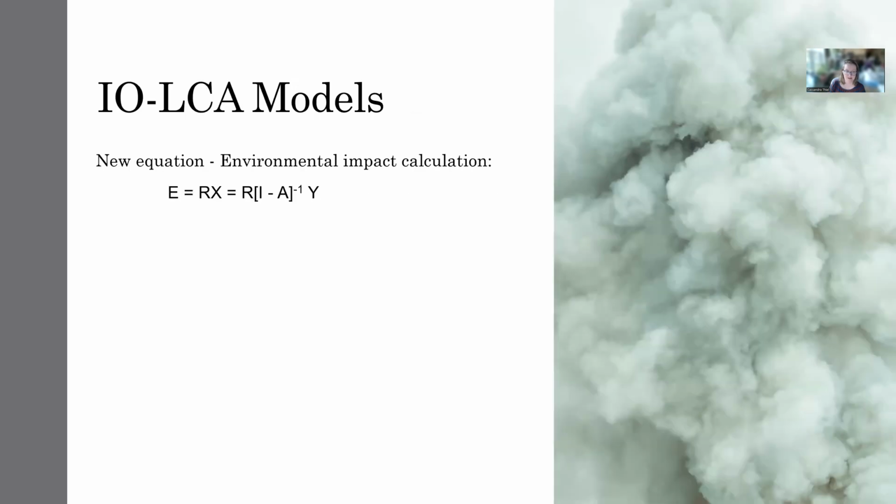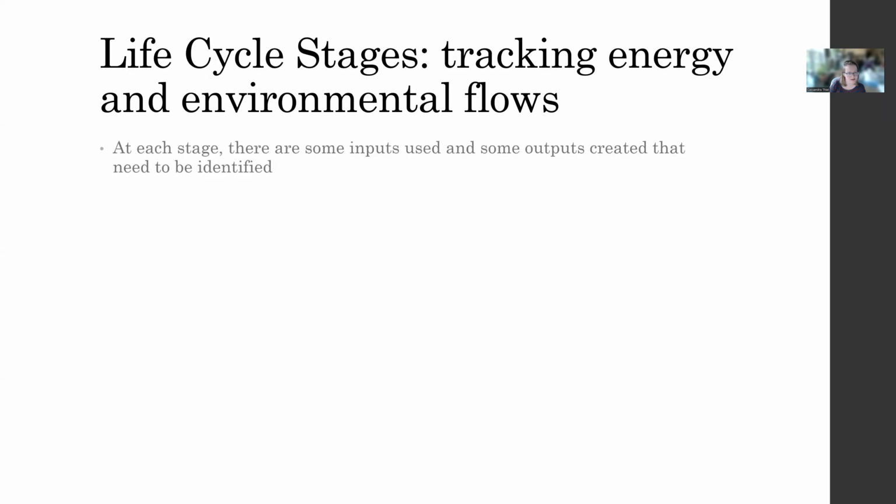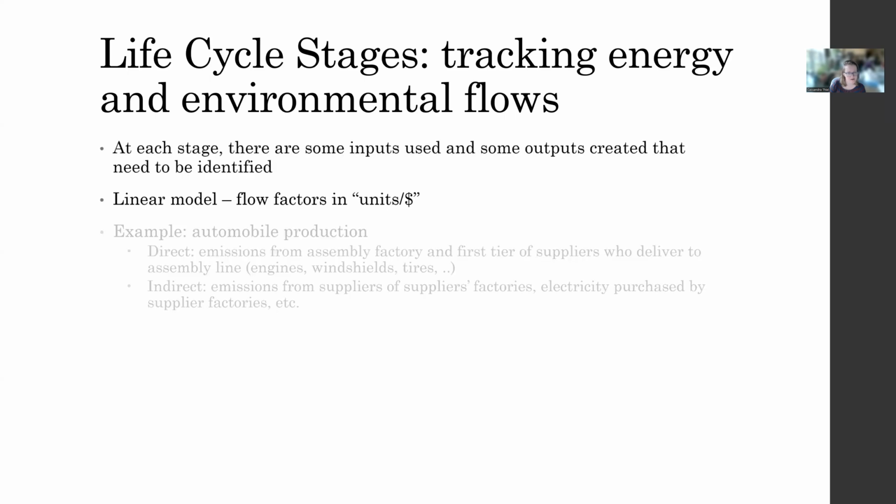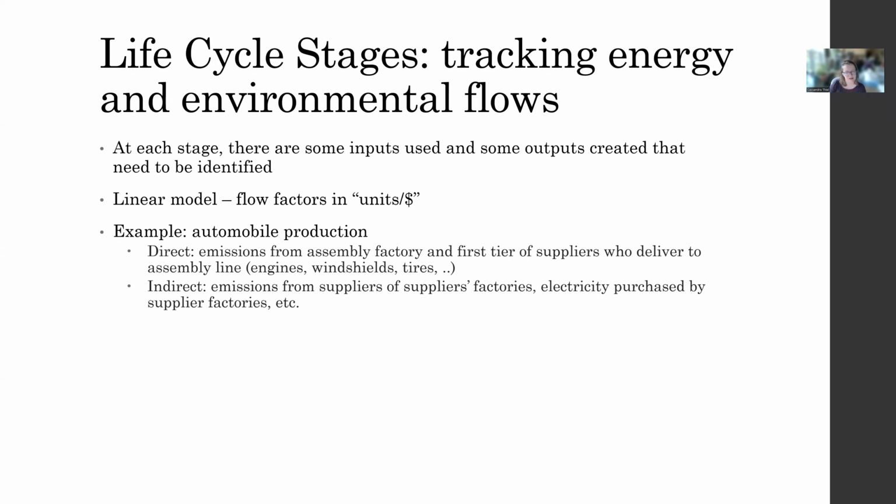For the environmental impacts, let's see if I can remember this equation here. Oh, that's all I have for this? Well, that's sad. There's definitely a matrix in there, inverted, but I don't remember what R is. Do we have what R is? Flow factors in units per dollar.